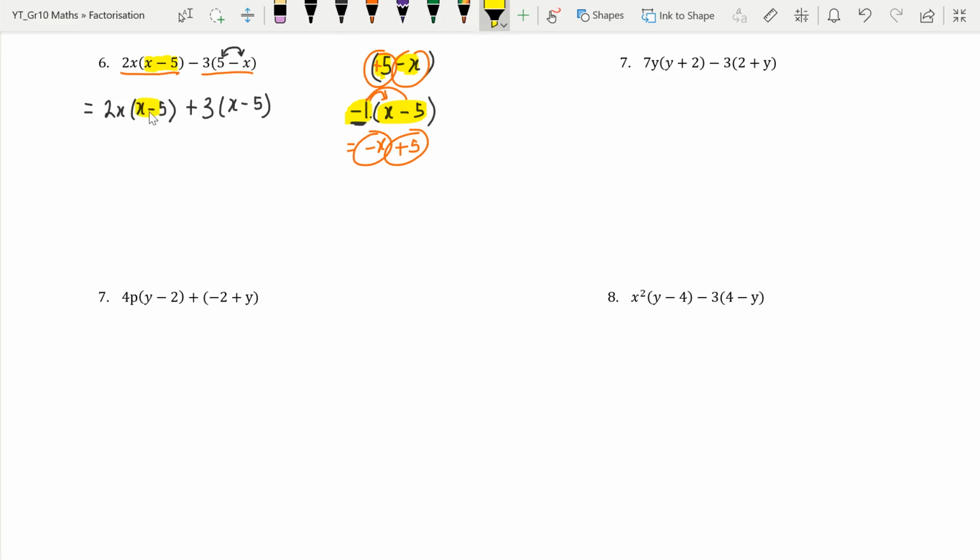Now, the brackets are exactly the same. So we take that out as a common factor. There is my common bracket. In the first term, I'm left with 2x. In the second term, I'm left with 3. And there we are done.